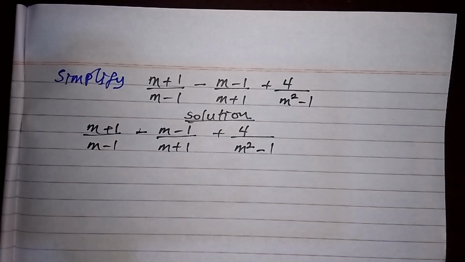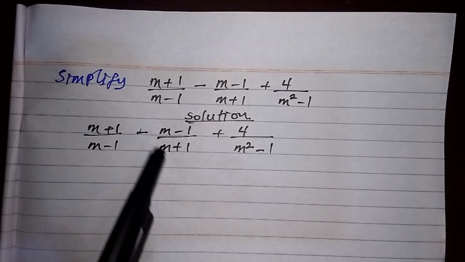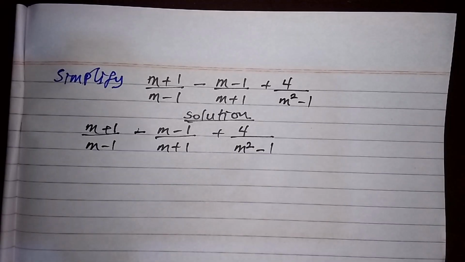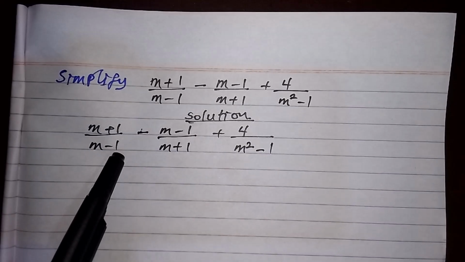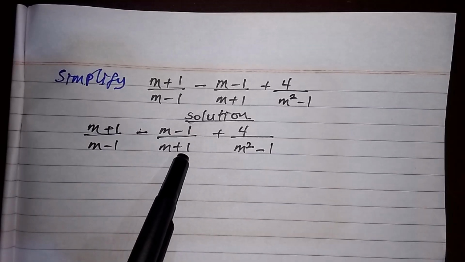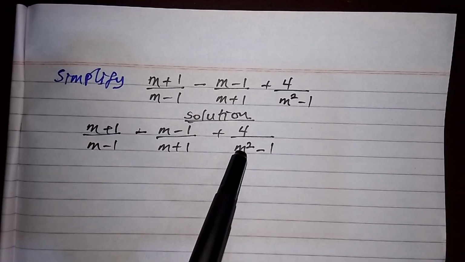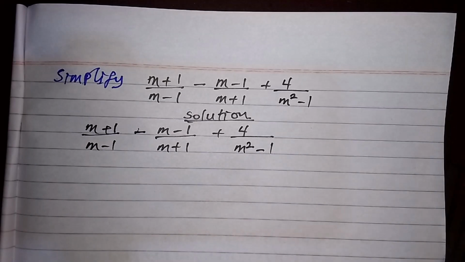We have three different fractions here. So here we say there are 3 terms in this algebraic fraction. This is one, this is another, this is also another. The first denominator was m minus 1. The second was m plus 1. The third was m squared minus 1.